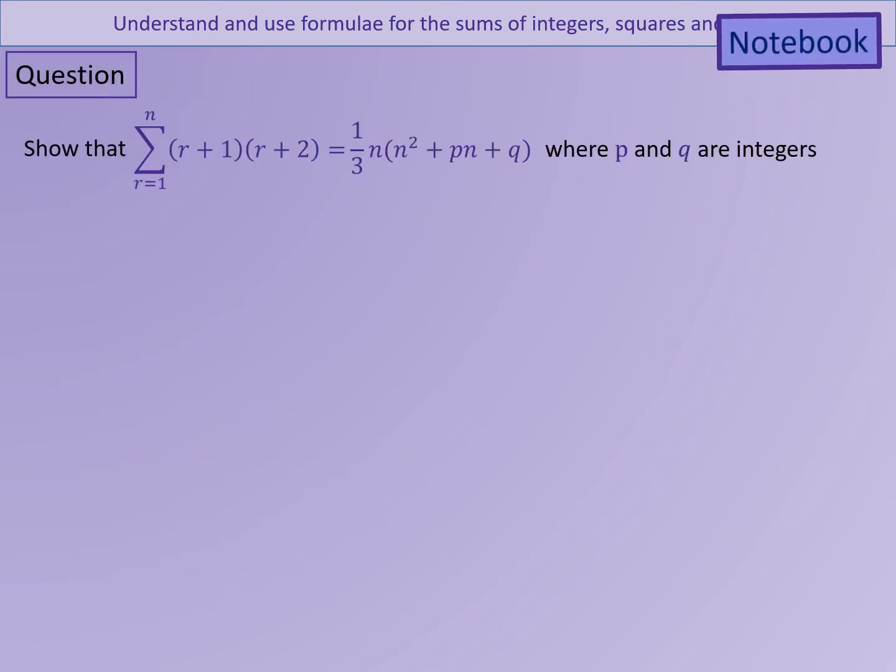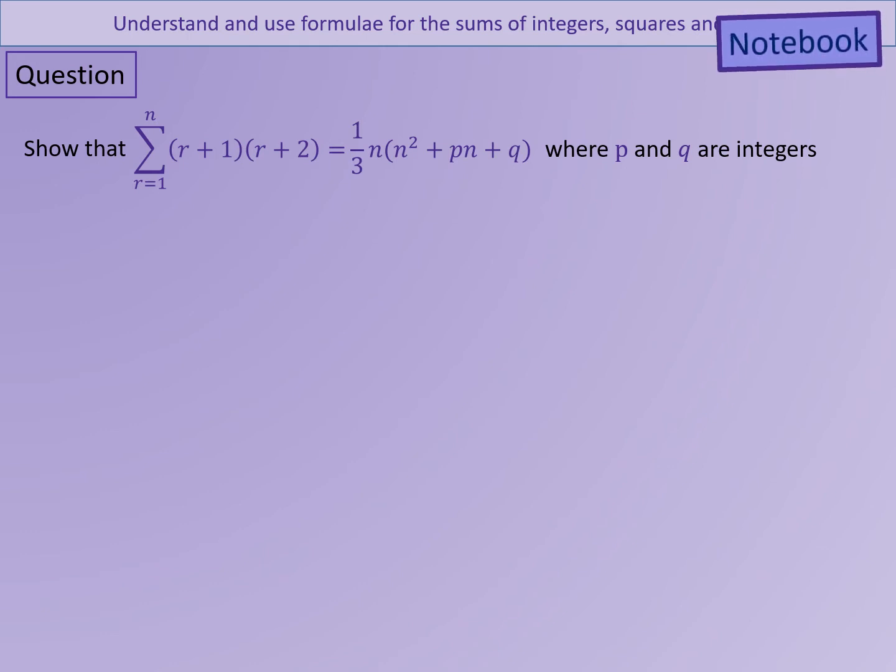So sometimes these summations are given in terms of n rather than in terms of a particular number. So this time we're going to look at the summation of the rule r plus 1, r plus 2, starting from r equals 1 and going up to n. We've been told that the answer is in the form of a third n times n squared plus pn plus q. p and q are integers that we need to find.